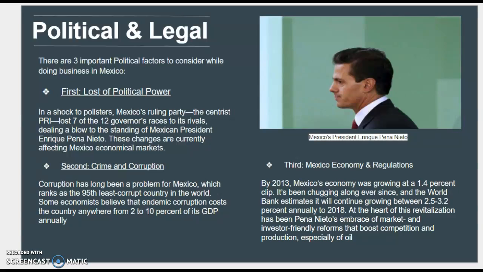There are three important political factors to consider while doing business in Mexico. The three are, first, loss of political power, second, crime and corruption, and third, Mexico's economy and regulations, which will be further discussed in the upcoming slides.